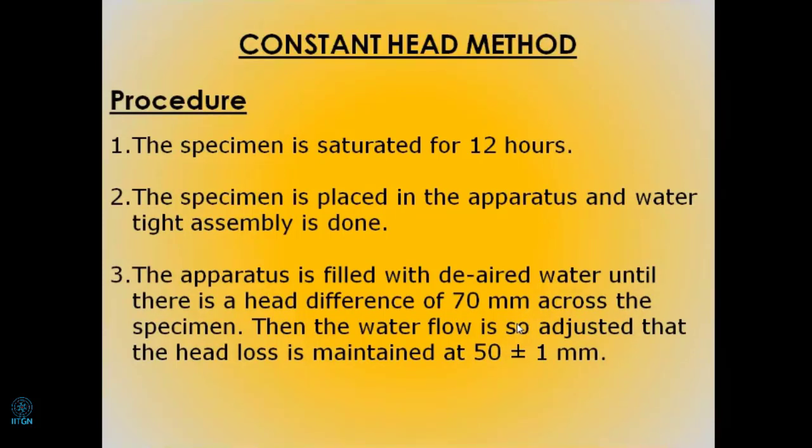The apparatus is filled with de-aired water. We have to be very careful about de-airing the water. We have to maintain the head difference of 70 mm across the specimen. Then we have to measure the water flow through the perpendicular plane of the sample, and the flow of water should be adjusted so that the head loss is always maintained at 50 plus minus 1 mm.